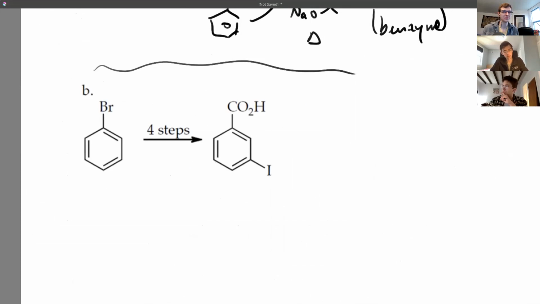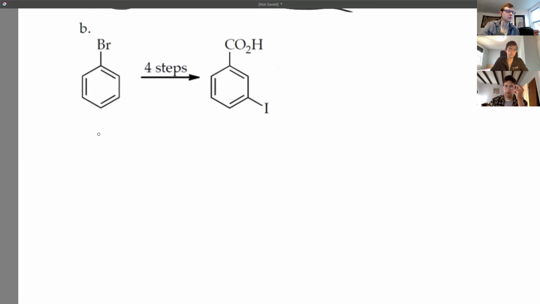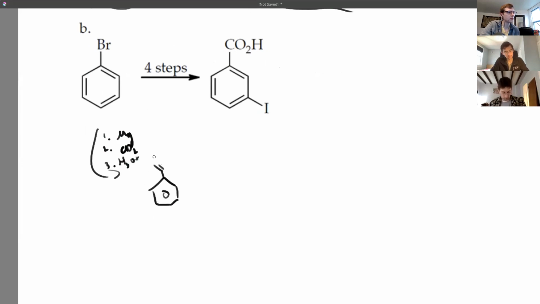I forget, is carboxylic acid a meta director? Yeah. Okay, so then I guess first replacing the bromine with our carboxylic acid, which couldn't we? Mg, then CO2 and H plus, yeah, right here. Yeah, I thought the same thing. Right. And so let's just do that.